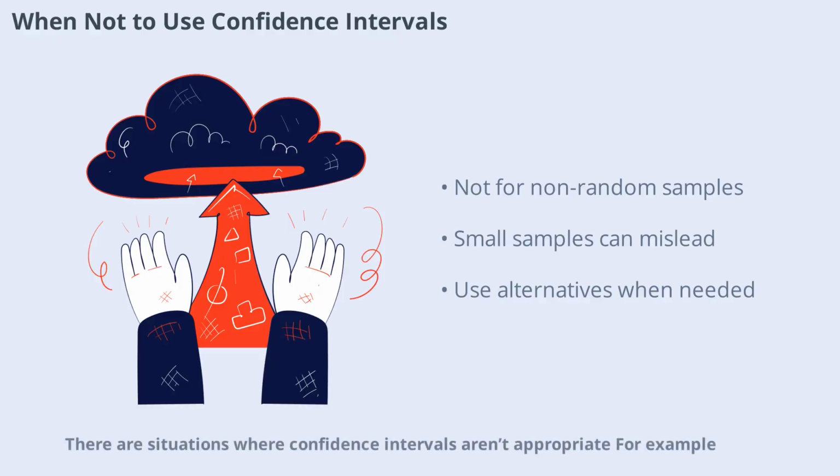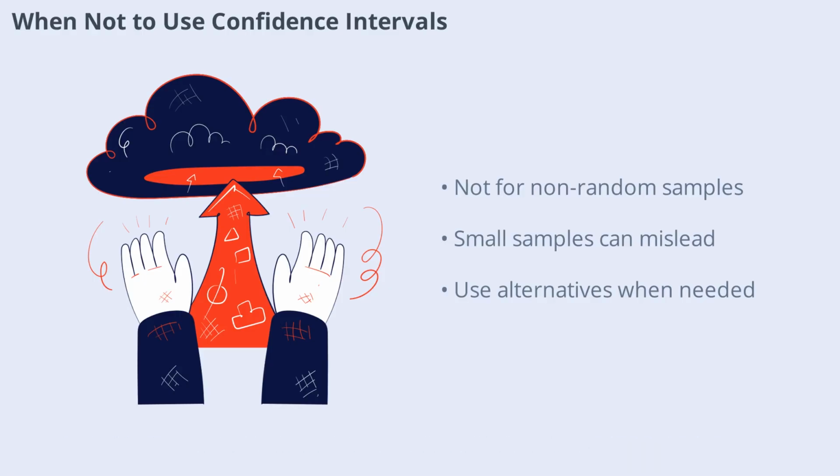There are situations where confidence intervals aren't appropriate. For example, if your data isn't randomly sampled or if the sample size is too small, the interval may be misleading. Also, for highly skewed data or non-numeric outcomes, other methods might be better. Knowing when not to use confidence intervals is just as important as knowing how to use them.